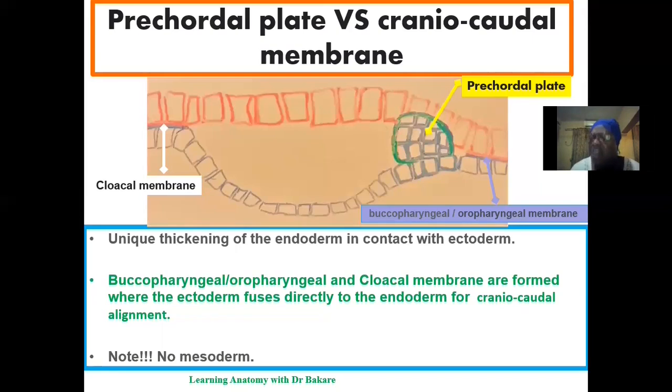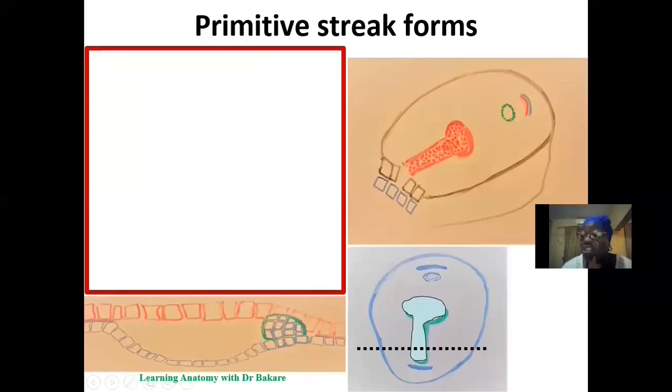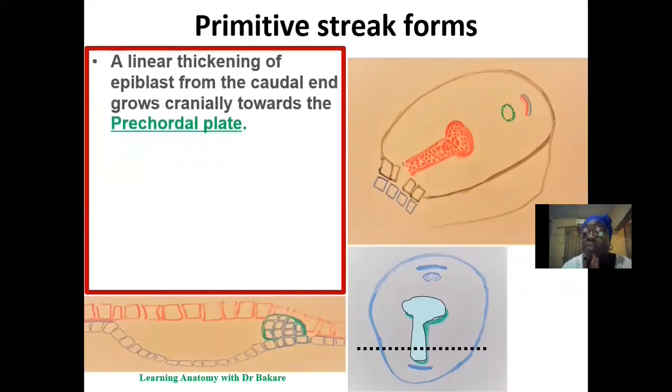So let's see how the mesoderm is able to come into play for it to now be embedded between the ectoderm and the endoderm. But before the formation of the mesoderm, some activities will need to occur, and that will lead us to the formation of the primitive streak. Remember, we already have the craniocaudal establishment. So upon this establishment, we have the formation of the primitive streak.